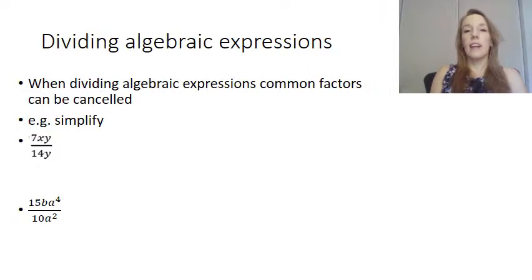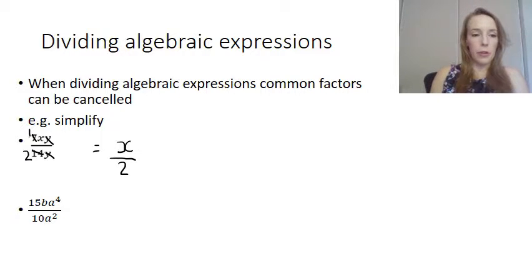The next is dividing algebraic expressions. When we divide our algebraic expressions, we can cancel out our common factors. So for our first example here, we've got 7xy divided by 14y. We've got y, which is common to both the top and the bottom, our numerator and our denominator. And we can also divide by 7. So 7 divided by 7 is 1. 14 divided by 7 is 2. That leaves us with 1x as our numerator, but we don't actually write 1x, we'll just leave it as x, and in our denominator, all we are left with is 2. So that can be simplified down to x divided by 2.